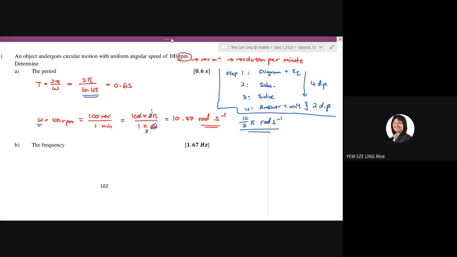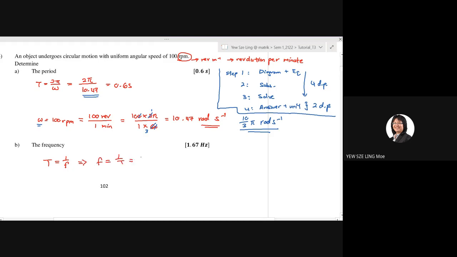So question number 3B, you want to find frequency. So T is equals to 0.6 second. And we know that T is equals to 1 over F. So F is equals to 1 over T, which is 1 over 0.6. So the answer should be 1.67 s^-1. Okay, 1.67 s^-1.